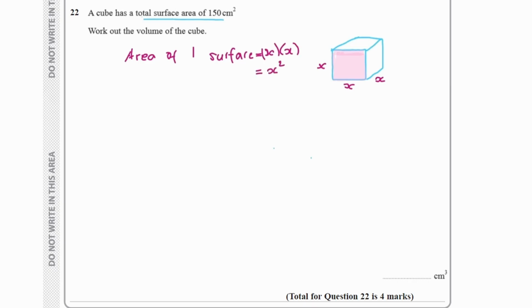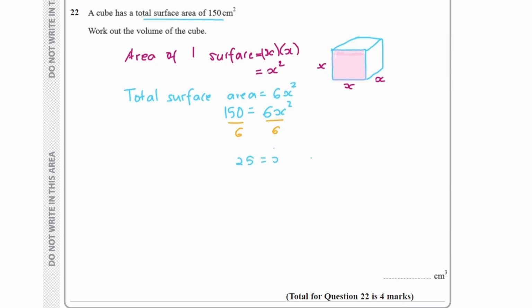Because the lengths are all equal in a cube, the areas of each surface would also be equal. Therefore, the total surface area would be 6 times x squared, because we've got 6 faces in the cube. We now have an expression for the total surface area, and we can make an equation using the information given. The total surface area is 150, so we can substitute that, and that should be equal to 6x squared. So in order to solve this for x, we would first divide both sides by 6.